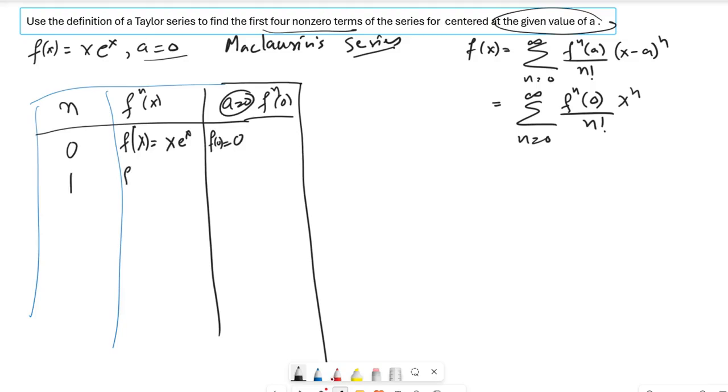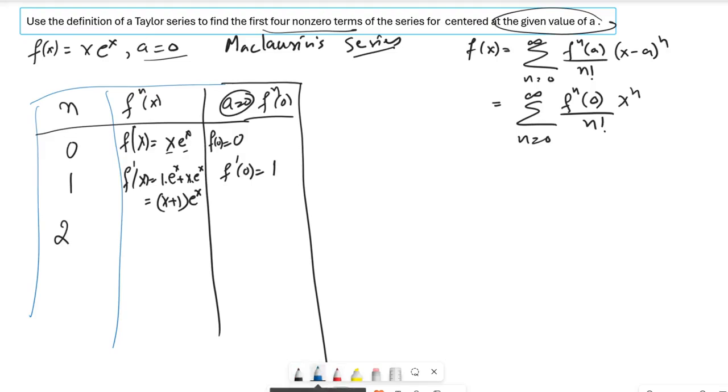Let's put 1, the first derivative of the function. What is the first derivative? How are you going to find it? That's the product rule, right? So x's derivative 1 times e^x plus x times e^x's derivative e^x. Basically that can be written as (x plus 1) times e^x. So f prime of 0 will be what? When I put 0 in there, x is 0, 1 times e to the power 0 is 1. So basically 1.